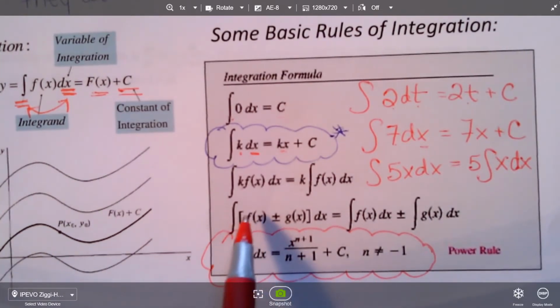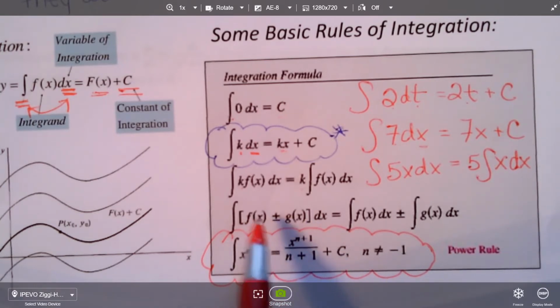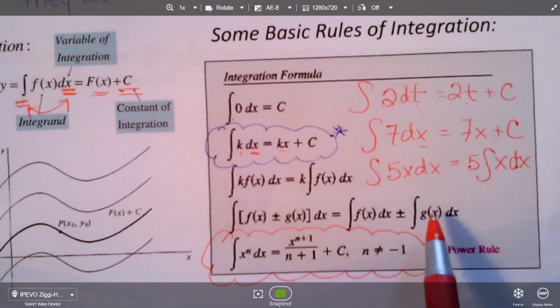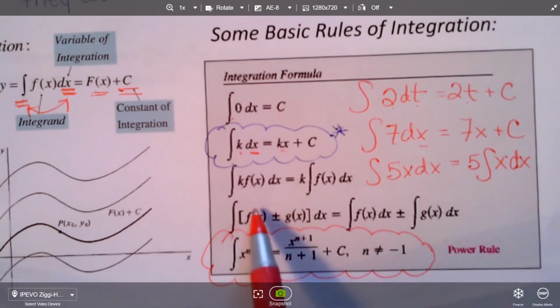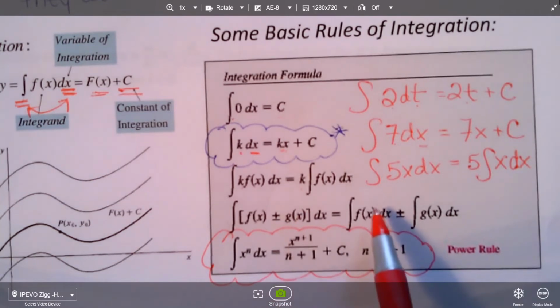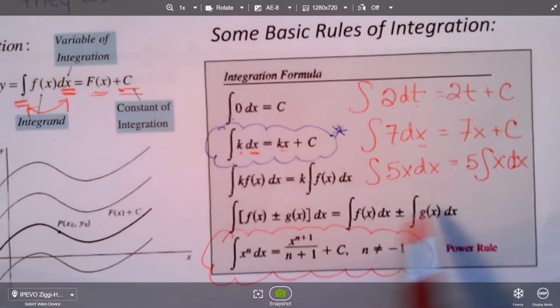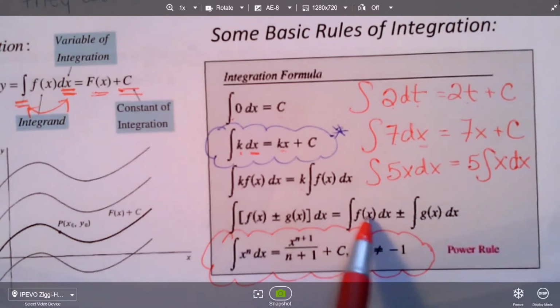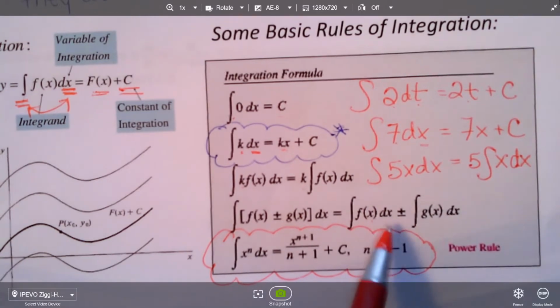This last one is similar to the derivatives. The idea here is if you have multiple pieces added or subtracted, you're just going to take the integral of each one. So if you have x plus 2, you're going to do the integral of the x and the integral of the 2. You don't actually need to separate them the way they have. You're going to see when I do the examples, I don't separate them into multiple integrals. You really only have to do this if you're not going to do the integration in one line.